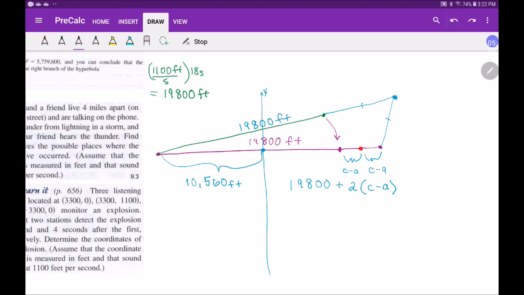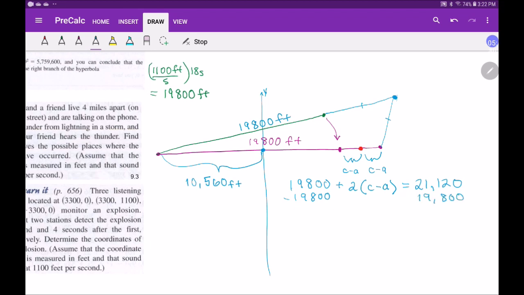And so we're saying 19,800 feet plus these two little pieces of C minus A should equal the total distance, which is, I don't know, 5,280 times 4, which is 21,120. So that's not leaving me a whole lot of room over here. That's why we call them little segments. So I'm going to subtract the 19,800.